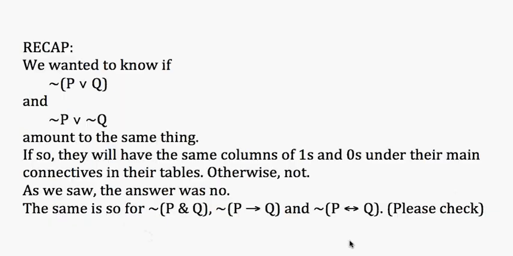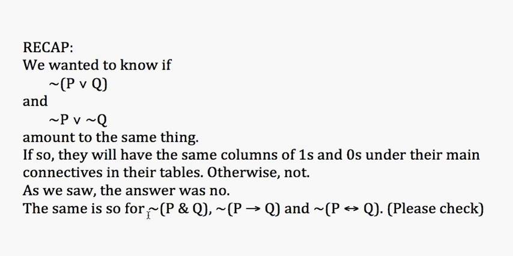So just a quick recap. We wanted to know, does not (P or Q) amount to the same thing as not P or not Q? The point was that if they do, when we work out the columns of ones and zeros under their main connectives, under the tilde here and under the OR here, those columns would be the same. What we saw was that they don't come out the same way.